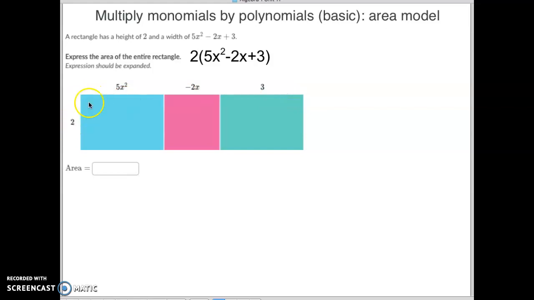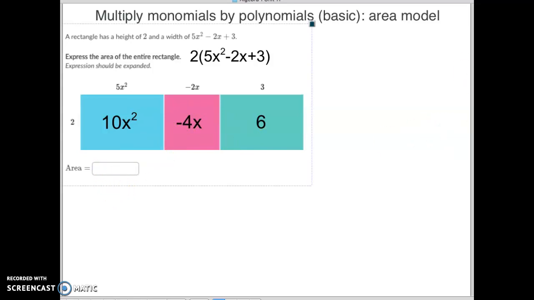Okay, so 2 times 5x squared would be 10x squared. 2 times negative 2x would be negative 4x, and 2 times 3 would be 6. I cannot combine any of these because they're not like terms. This one has an x squared term, so it cannot be combined with an x term, and we already know that x terms cannot be combined with 6's. So these are not like terms. So our final answer is just simply, it's down here somewhere.